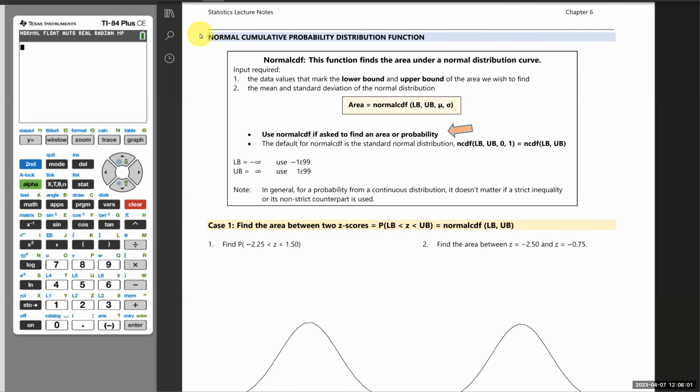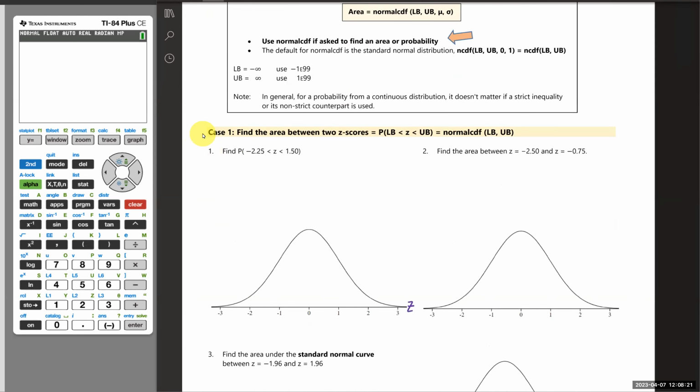What we'll do now is take a look at some different cases involving the use of normal CDF to find an area or a probability. So let's just jump into these cases, and this can be a reference here at the top as we move along. So let's take a look at this first case, finding area between two z-scores. This would be equivalent to asking, what is the probability of selecting a z-score between two values, indicated by a lower bound and an upper bound.